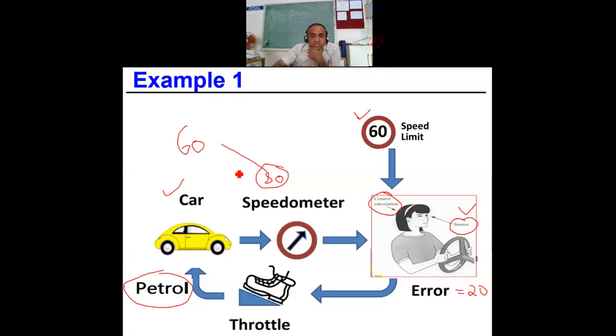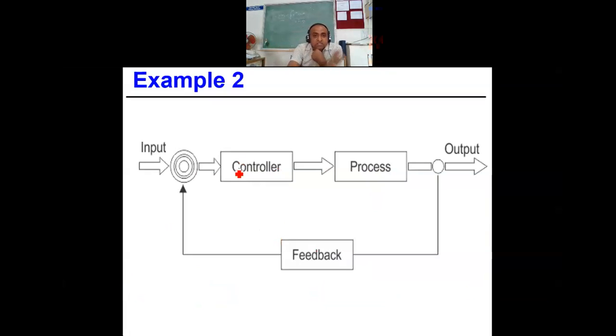So instead of putting all this, I'll convert this into a very simple block diagram. It helps for easy understanding. Now, what is the process in the example I have taken? It is driving a car. So driving a car is the process. What is your desired input? Please remember, your desired input is 60 kilometers per hour. What is the controller? The controller is the brain.